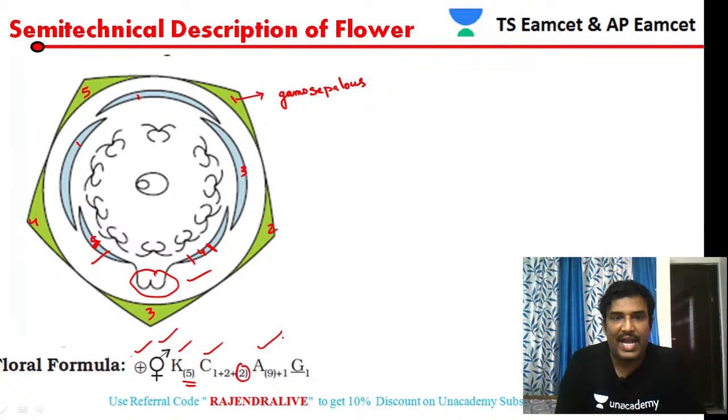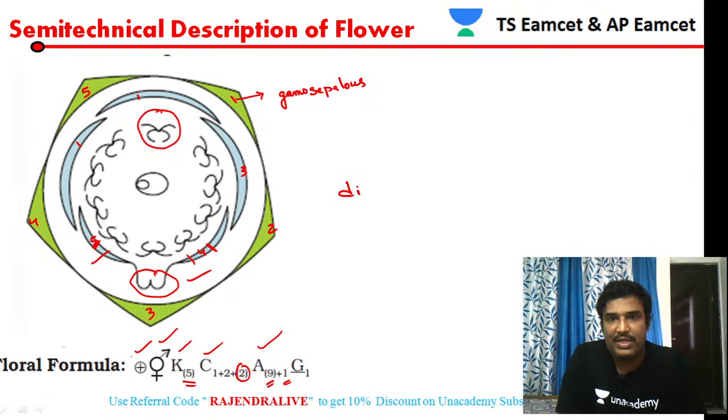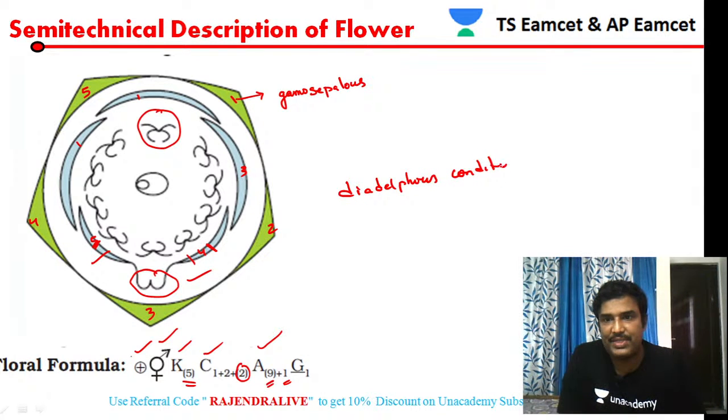Similarly, the androecium. If you count, this one is separately present and the rest are attached to one another. So a total of 10 stamens are present, 9 in one whorl and 1 separate. Such a condition is called diadelphous. You can see that the diadelphous condition is present.